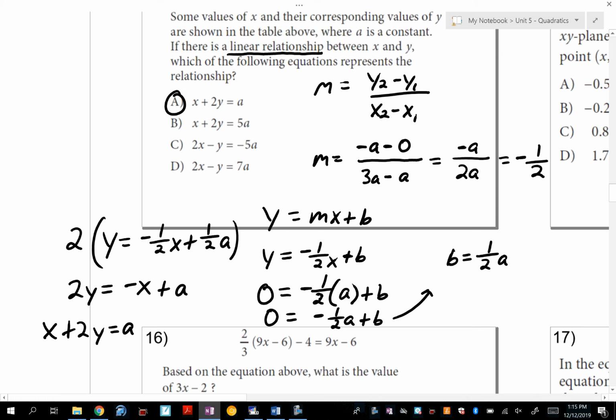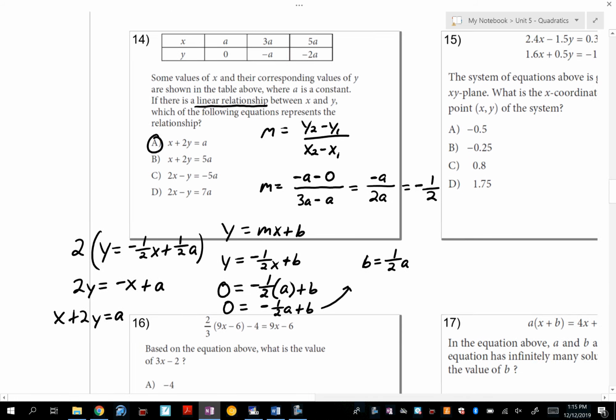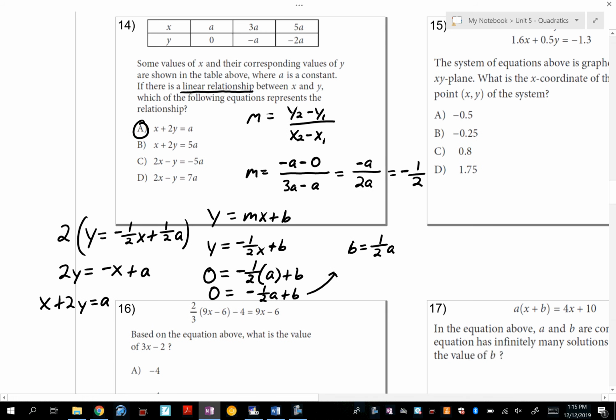So just to recap, I know it was a lot of work. To recap, I found the slope. Then I found the y-intercept. And then I basically manipulated my slope-intercept form to become standard form. Questions on 14?